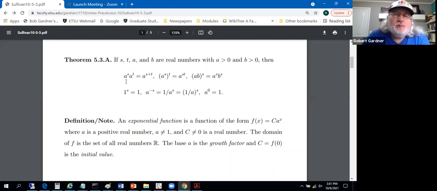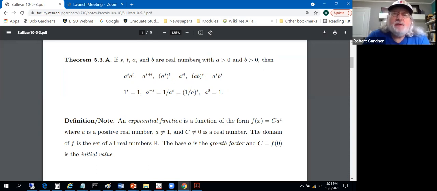And the interactions we're getting between exponents are the following. If we take a to the s times a to the t, we get a to the s plus t. A to the s itself to the t power is a to the s times t. ab to the s power is a to the s times b to the s. 1 to the s is 1. A to the negative s is 1 over a to the s, and a to the 0 is 1.